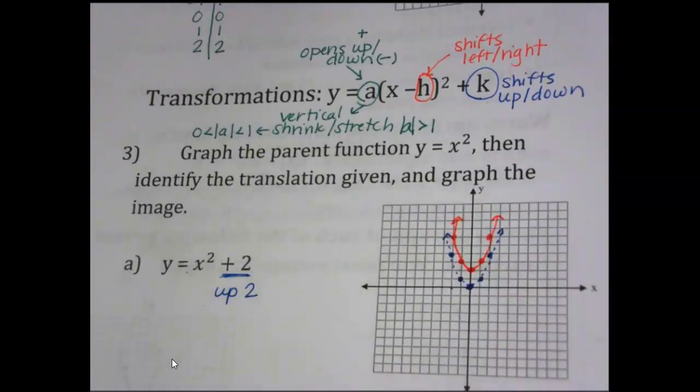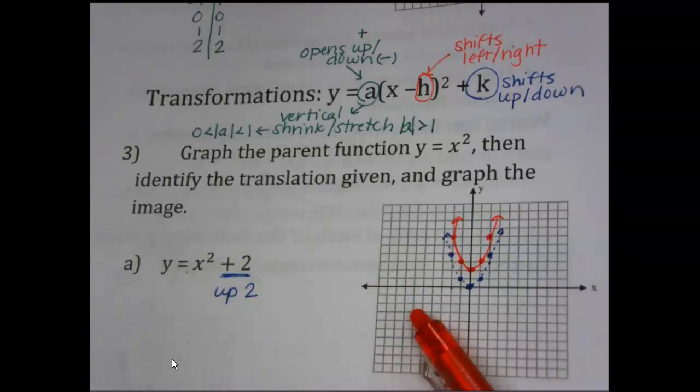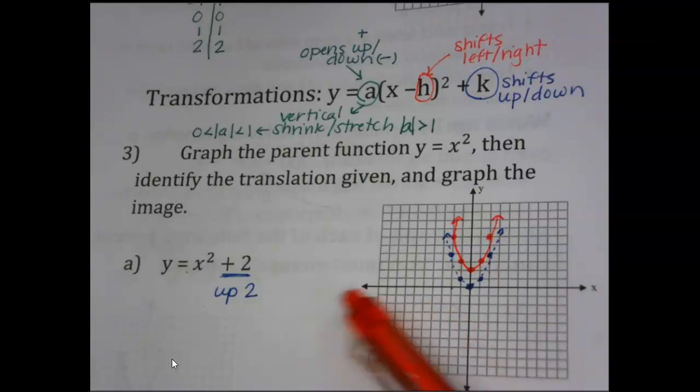So when you do your assignment, you're going to have to do the transformations on the computer, and then you have to do your graphs on paper and take a picture to submit them. So there are 2 different things you'll be submitting for this assignment.